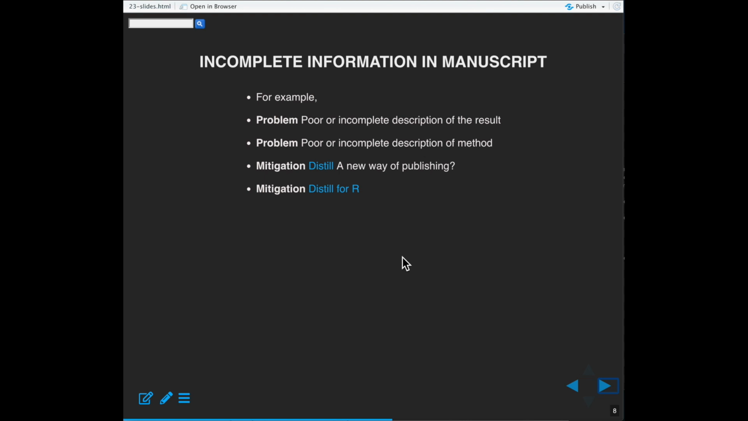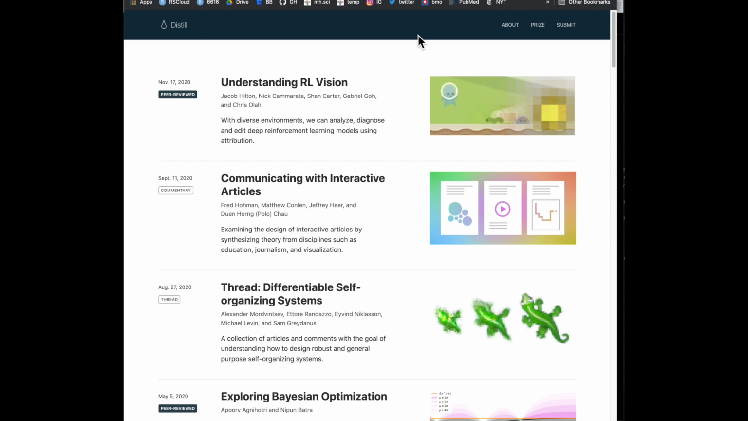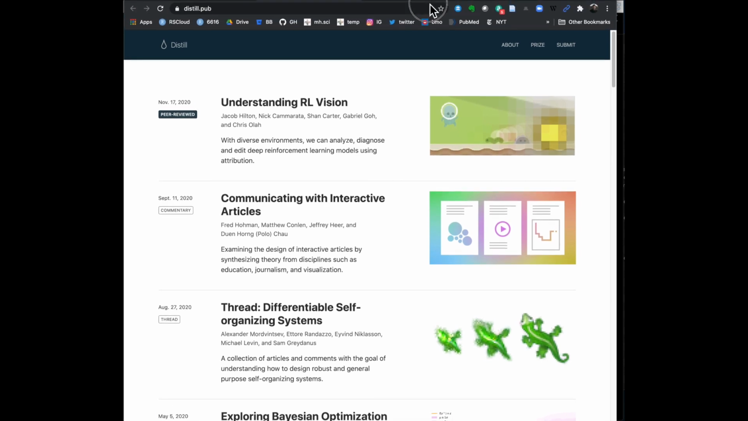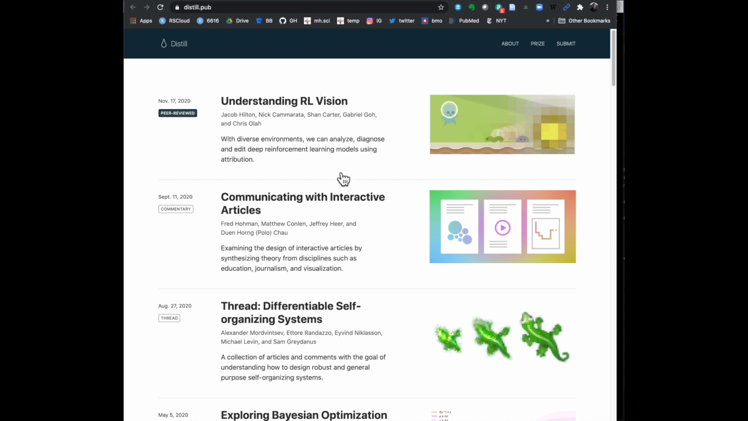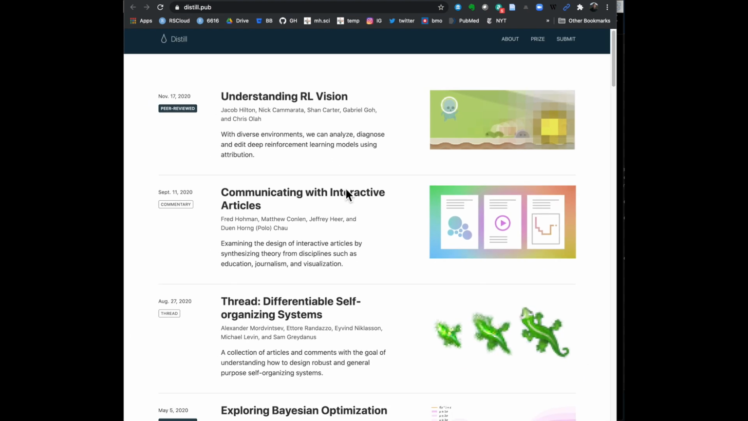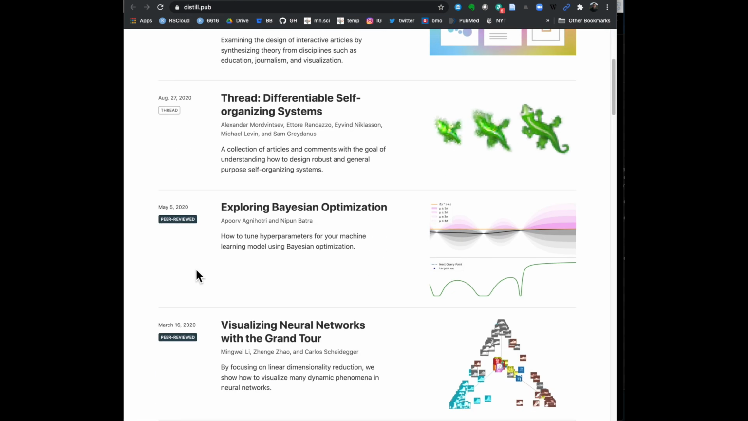Okay, so let's look at some concrete ways that we can fix things, issues like incompleteness in the manuscript. That could be, for example, poor description of the result or poor description of the methodology. We just talked about that. Well, what about Distill? I don't know if you had a chance to look at this link. This is Distill.pub, and it's a new type of journal, right? It's peer-reviewed, or you can submit commentaries, etc.